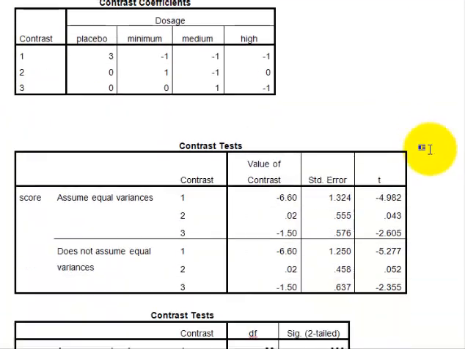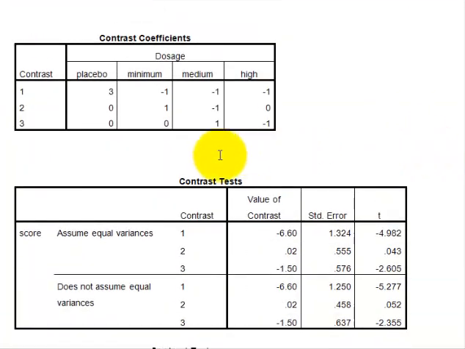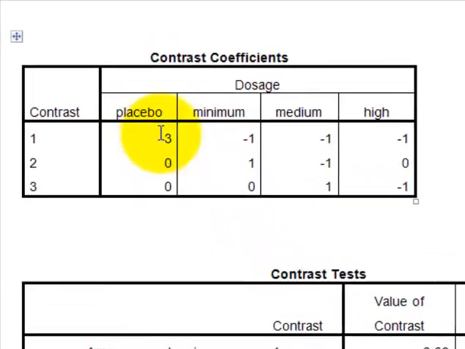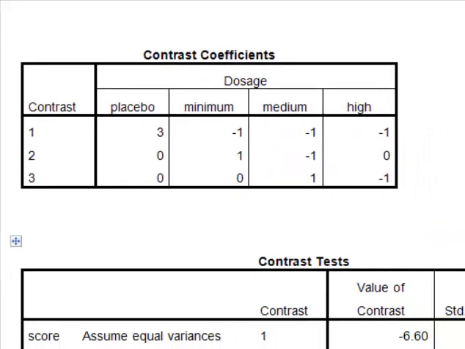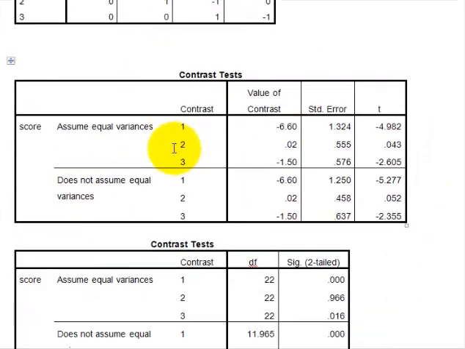So let's look at our contrast coefficients. This tells me that you're planning to compare the placebo as one group versus the sum of these three groups. That's what these coefficients tell me. Your second comparison tells me that you're comparing the minimum versus the medium. And the third comparison is the medium versus the high. This is how you interpret these.